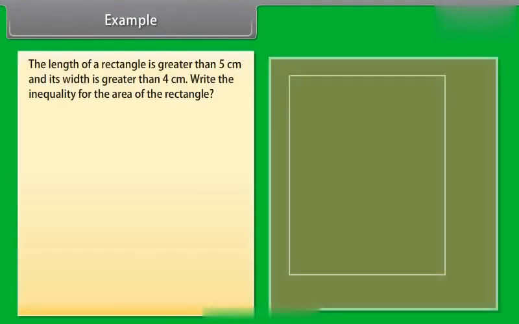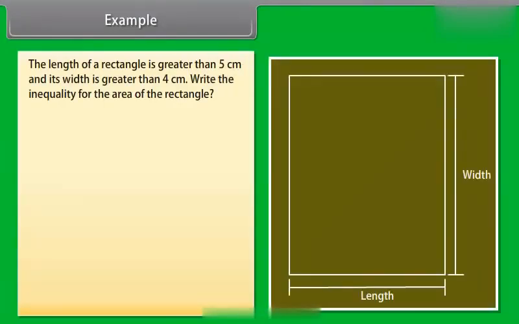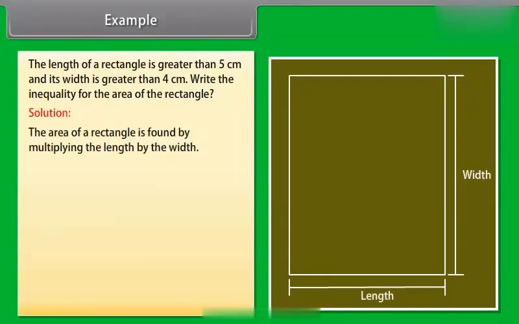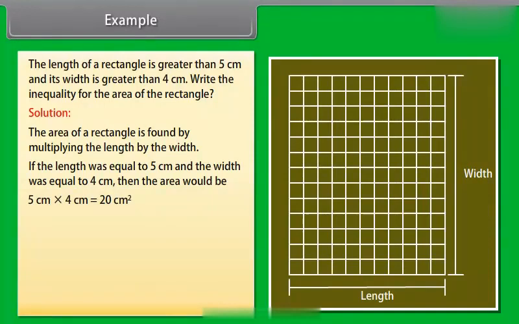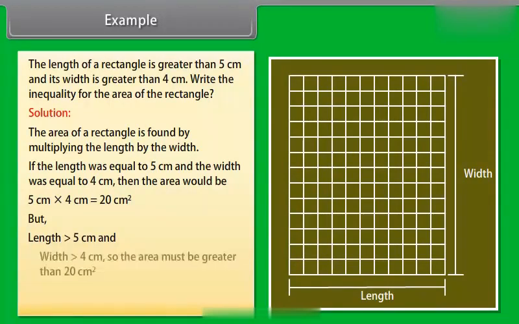Example. The length of a rectangle is greater than 5 cm and its width is greater than 4 cm. Write the inequality for the area of the rectangle. Solution. The area of a rectangle is found by multiplying the length by the width. If the length was equal to 5 cm and the width was equal to 4 cm, then the area would be 5 cm into 4 cm is equal to 20 cm square. But the length is greater than 5 cm and the width is greater than 4 cm. So the area must be greater than 20 cm square.